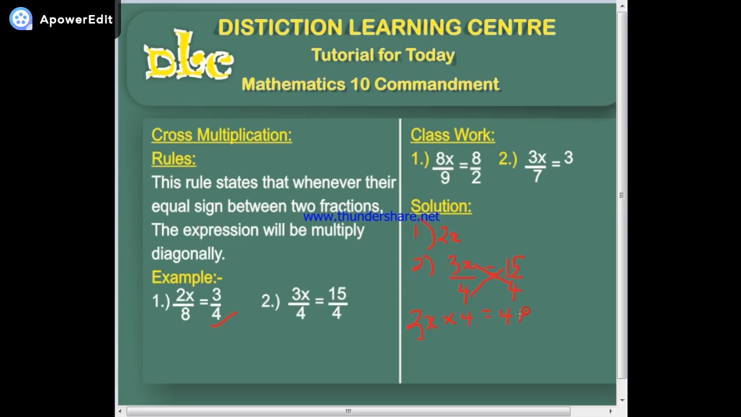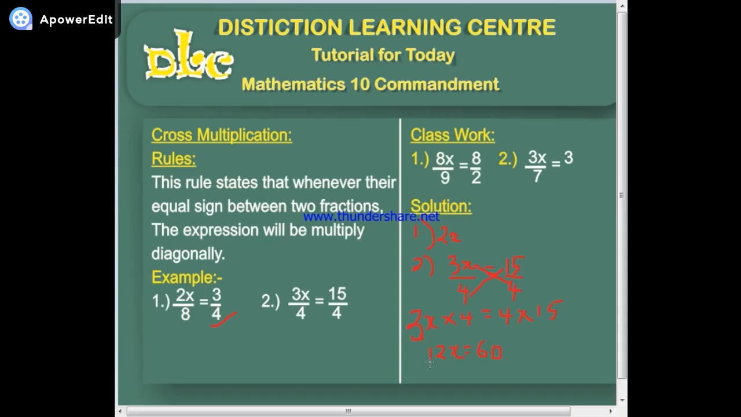So that will equal 4 times 15. Now 3x times 4, that will give us 3 times 4, that is 12. That is 12x equal to 4 times 15, that is 60.